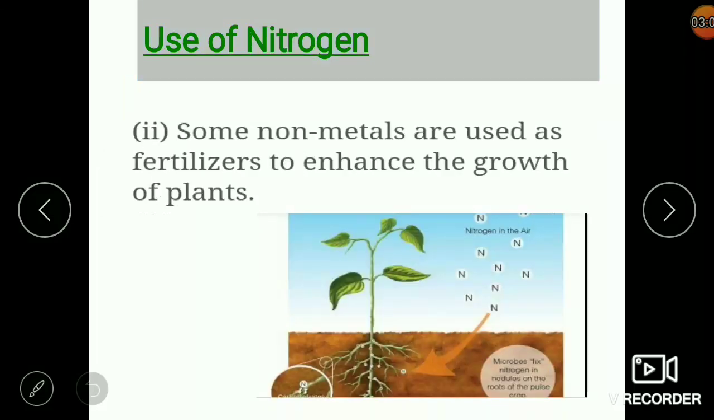Next, for plant growth, we need fertilizer. The common fertilizer is NPK. Now, N is nitrogen, P is phosphorus, and K is potassium. Potassium is a metal, but the other two are non-metals. So some non-metals are used as fertilizer to enhance the growth of plants.